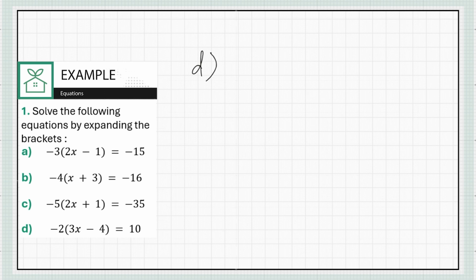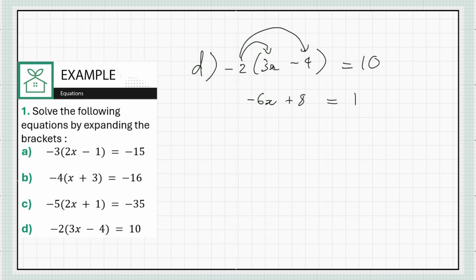Alright, for our last one, D, we have minus 2 times 3x minus 4 is equal to 10. So minus 2 times 3x is negative 6x, and minus 2 times negative 4 is going to be a negative multiplied by negative, so it's going to be a positive 8. Alright, to get rid of the positive 8, we're going to take away 8 from both sides, and we're left with negative 6x is equal to 2.